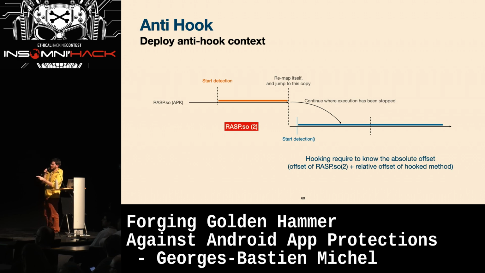In this case, the execution starts in the protection libraries, but the protection remaps itself at another location and jumps to this new location at the same offset as the current execution. I think it is a trick for editors to protect against some hooking, because you need to know the new absolute offset of the hooking function, and this offset is relative to the location where the application libraries have been remapped.